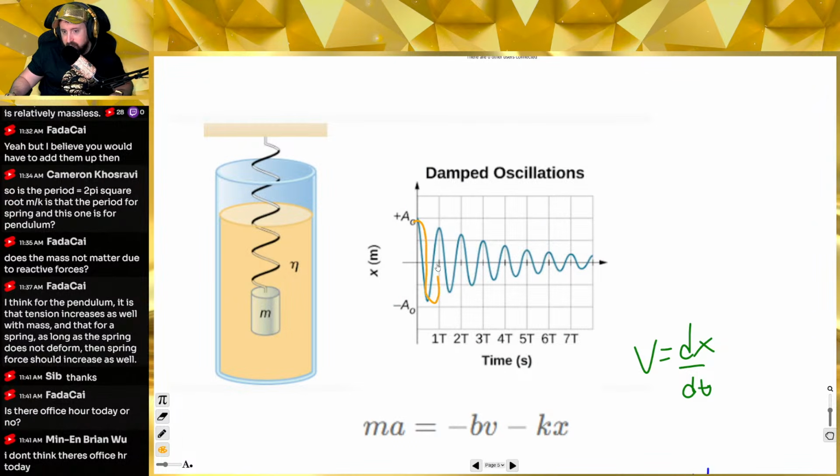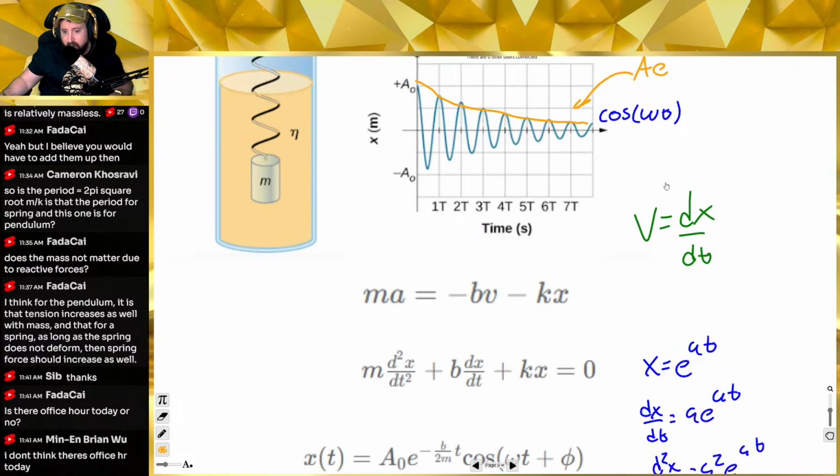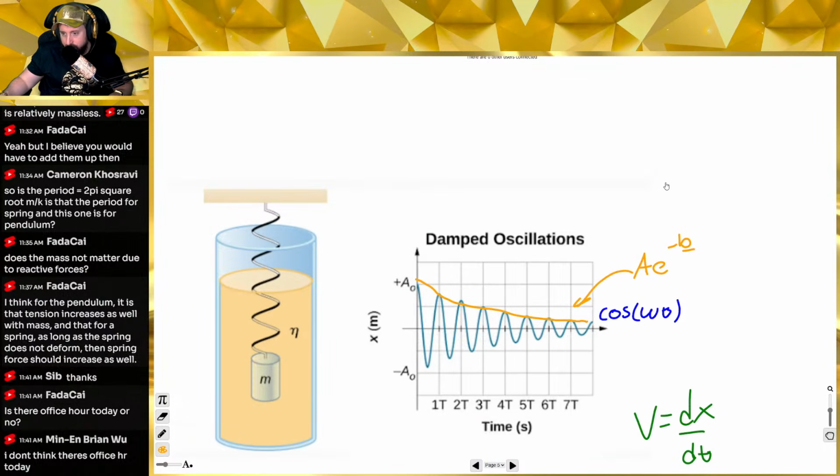This oscillation looks like a regular cosine omega t. But then also the amplitude of it is decreasing. And that right there is the A e to the negative b over 2m times t. So that amplitude decreasing is because of this term. Okay.